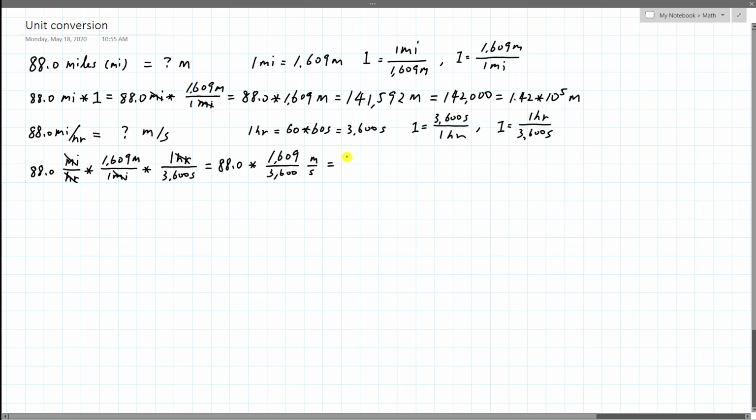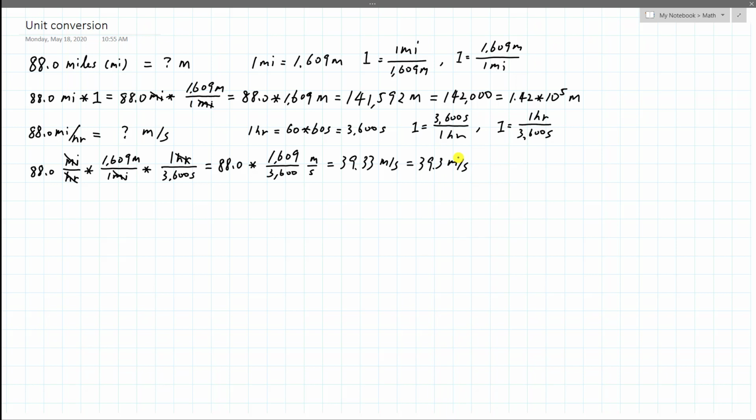39.33 meters per second. And remembering that I need to round, I need 3 significant figures when I multiply and divide. So I'll have 39.3 meters per second. So it sounds a little less awesome than when you say 88 miles per hour.